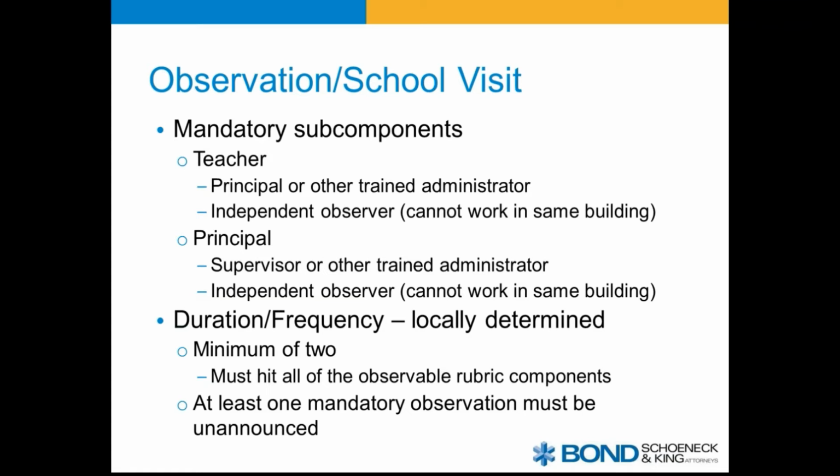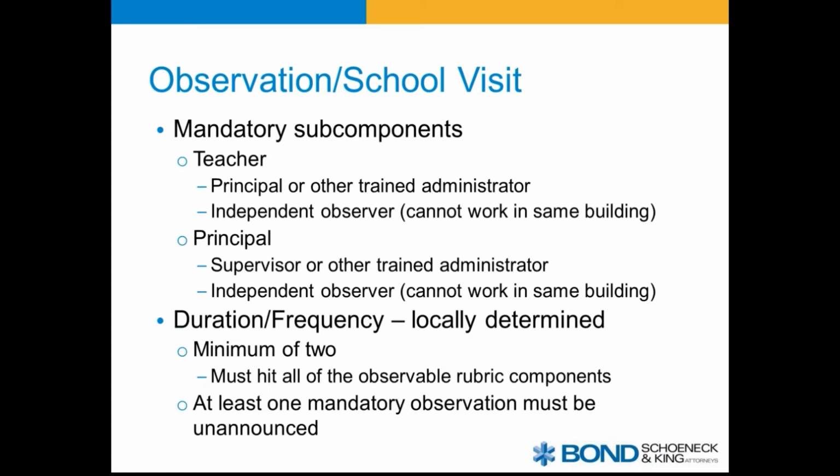So the superintendent or the designee of the superintendent can select the independent observers as long as they're trained to conduct the observations, and at least one of the two or more, if you negotiate more, of the mandatory observations must be unannounced. The duration and frequency of the observations and school visits has to be negotiated. The number of observations and school visits can also be negotiated over the minimum number of 2.